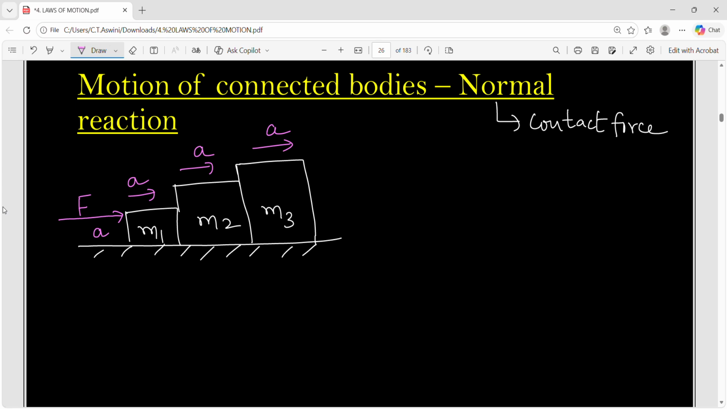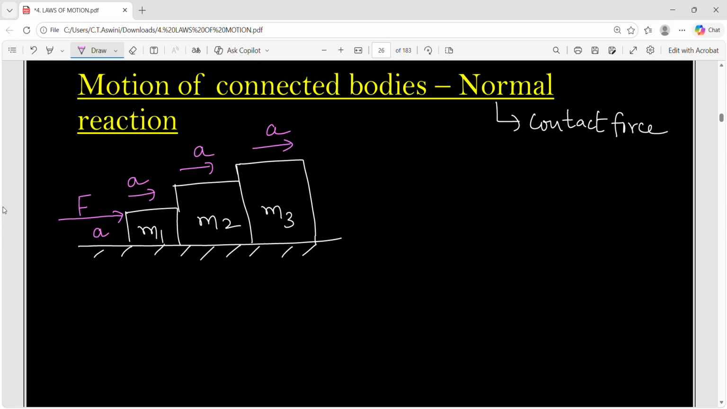If the bodies are connected to each other, the force applied on one body brings acceleration in the other bodies as well. Like if you take M2 and M3, there is no direct application of force, but yet some acceleration is created in them. Why is the acceleration created? Because they are connected to M1. We are actually applying force on M1, but you can see motion in the connected bodies as well.